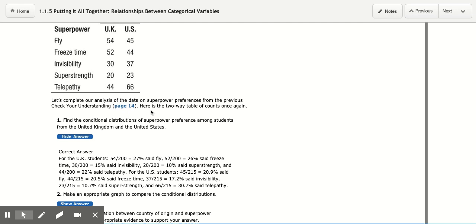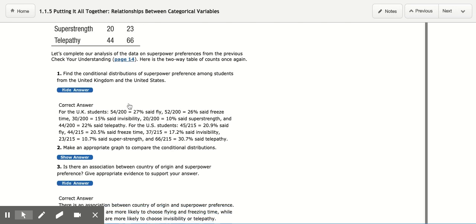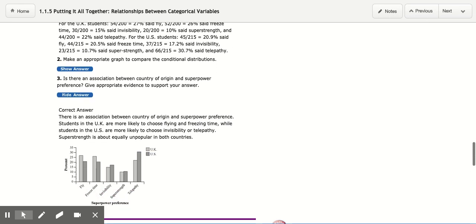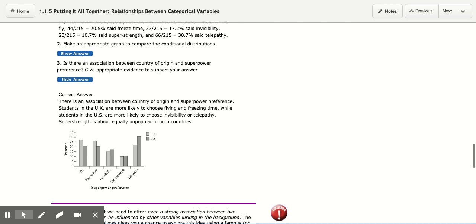Then for the US, they do the same thing, but now there's 215 total students in the US that took this survey. So then for fly, it's 45, freeze time 44, and you divide them by 215 to get each percentage. Then it asks us, let's make a graph that compares the conditional distributions.